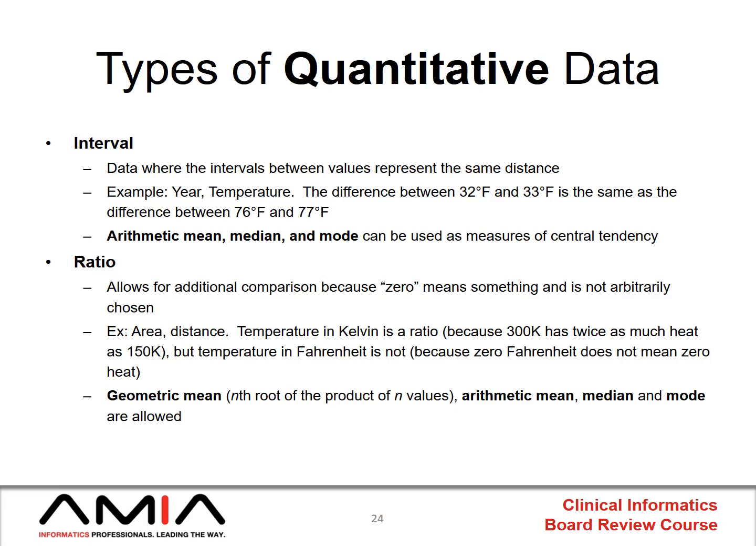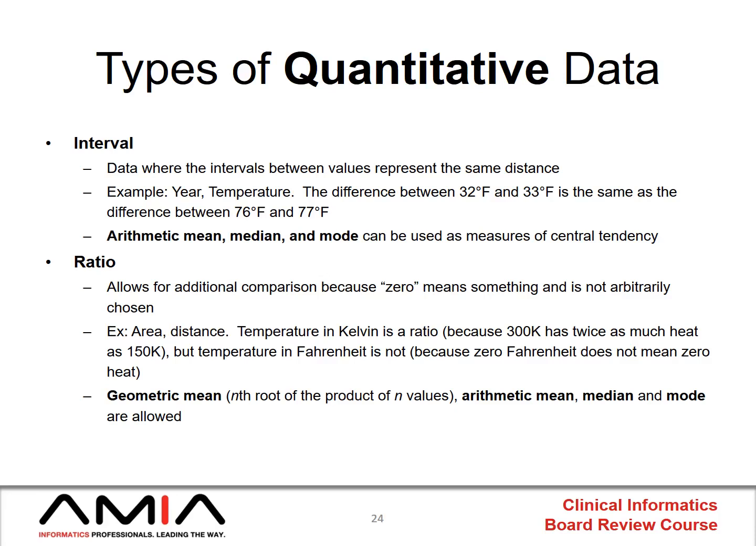Other examples of ratio data are things like area. An object can have 0 surface area. Distance is a ratio. You can travel zero distance. But in contrast, year zero does not mean the beginning of time, and therefore year is not a ratio timescale.